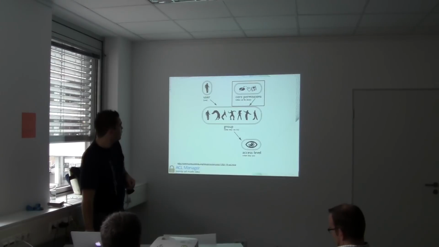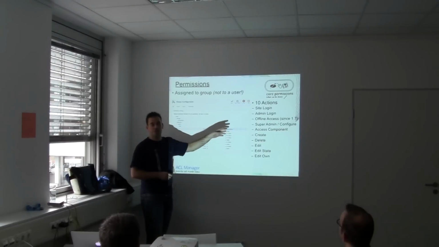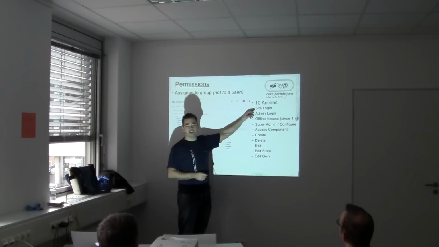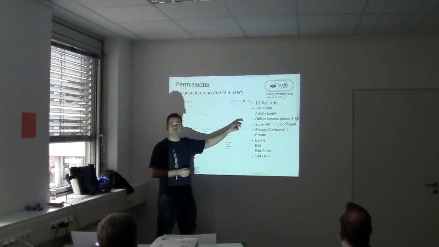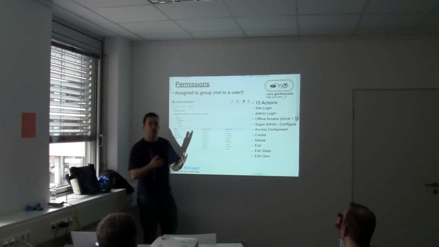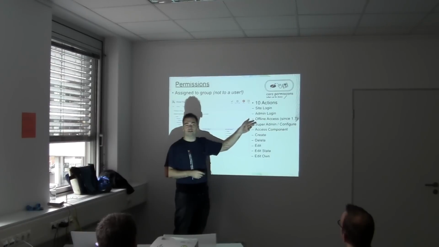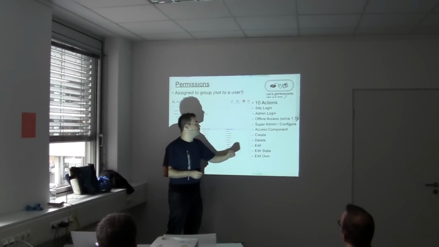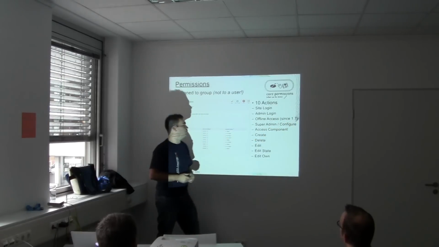Those users were the first part, and then we have the core permissions, and at the moment we have 10 actions by default in Joomla. We have the site login, so who's able to log in on the front end of the website. We have the admin login, who's able to log in on the administrator side of the website. We have offline access, and offline access is when you put your site offline, you have a login box, and with this action you can define who's able to log in at that time when your site is offline. That is a new action since Joomla 1.7, that wasn't there before.